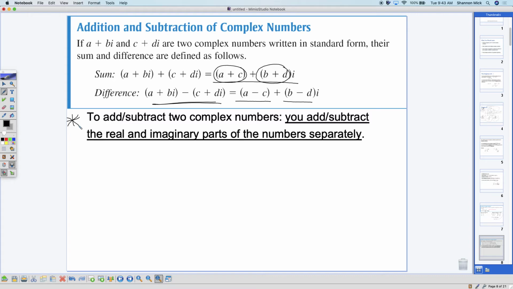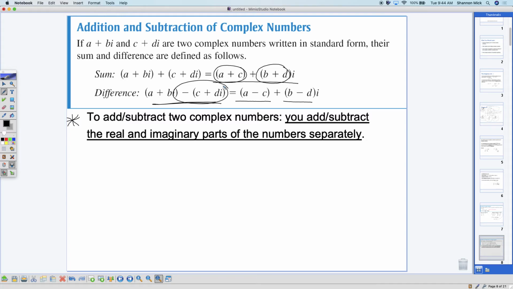And I would honestly say distribute your negative right here and combine like terms. Because imaginaries are like terms, right? Reals are like terms. Those are all words you're used to. If I gave you two polynomials to subtract, you'd distribute your negative and combine like terms, right? Same thing here. It's just a polynomial. Same operations all apply.